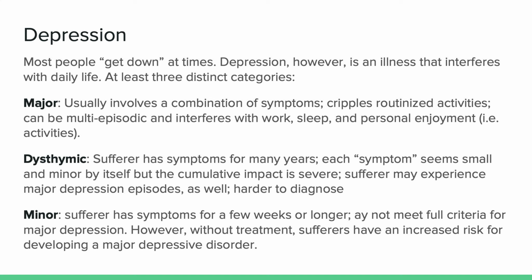It sort of is the bridge between minor and major. So in systemic depression, the sufferer is going to have symptoms for many years. But each symptom might be relatively small and minor. Over time, think of it as a snowball, right? It's going to have a cumulative effect. That snowball is going to get bigger and bigger over time, and it's going to become more severe. And then at that point, the sufferer may experience major depression episodes.